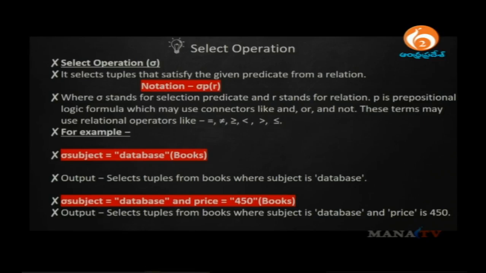Now let me show the slide again, one more example. Tuples where the subject is database, the first condition, and, nothing but a condition I am placing here, and the price is 450, from the table called books. The best example I can tell you: you are going to purchase some products online, like Flipkart, Amazon or eBay.